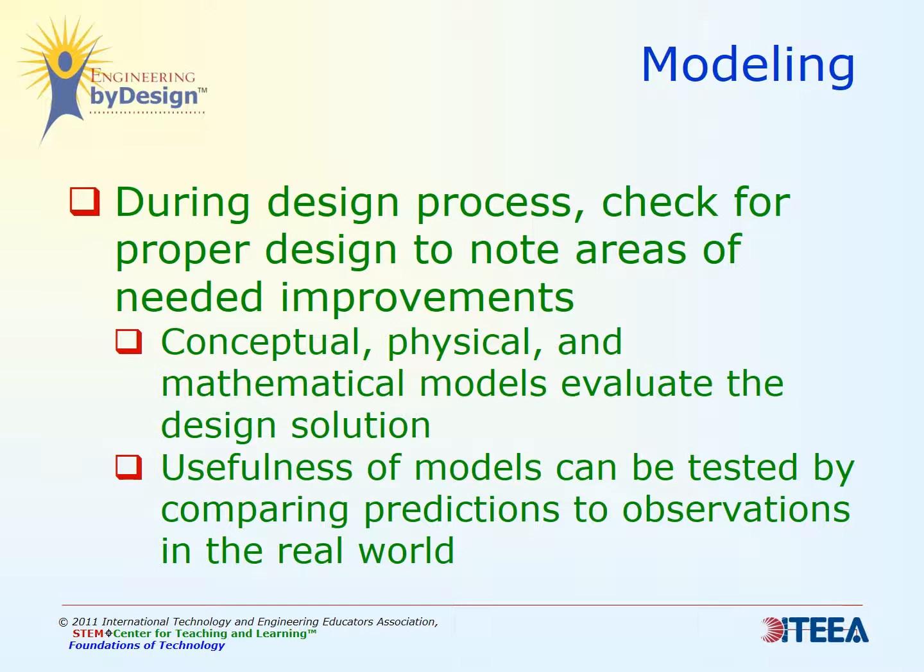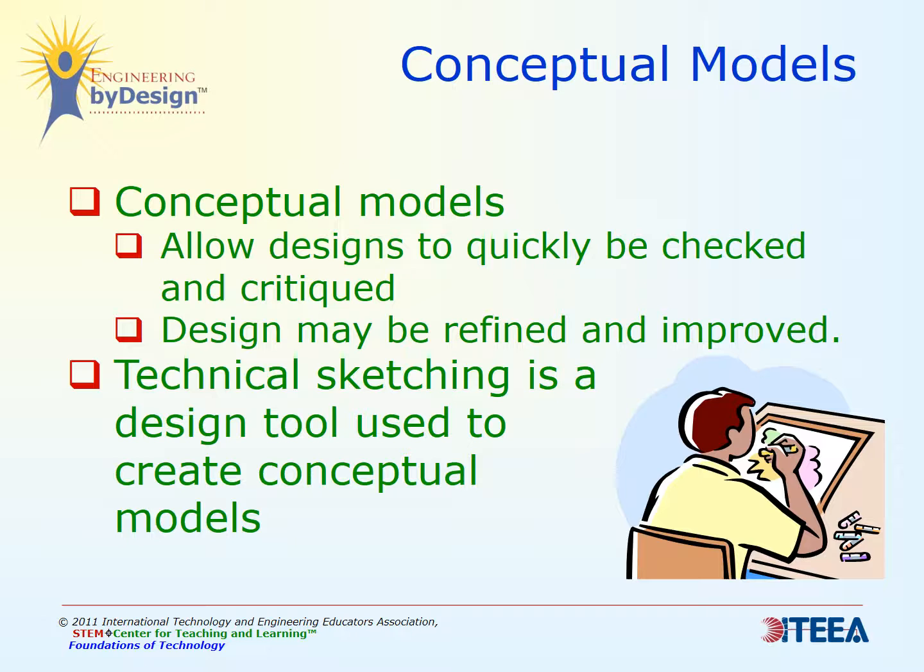Usefulness of models can be tested by comparing predictions to observations in the real world. So you're going to make a prediction of what's going to happen. Conceptual models allow designs to quickly be checked and critiqued. Design may be refined and improved. Technical sketching is a design tool used to create conceptual models. So, we need some good drawers in here, right, guys?